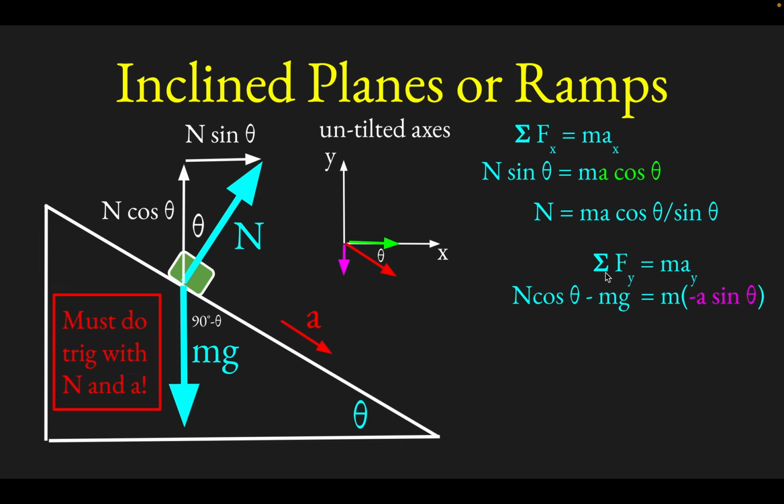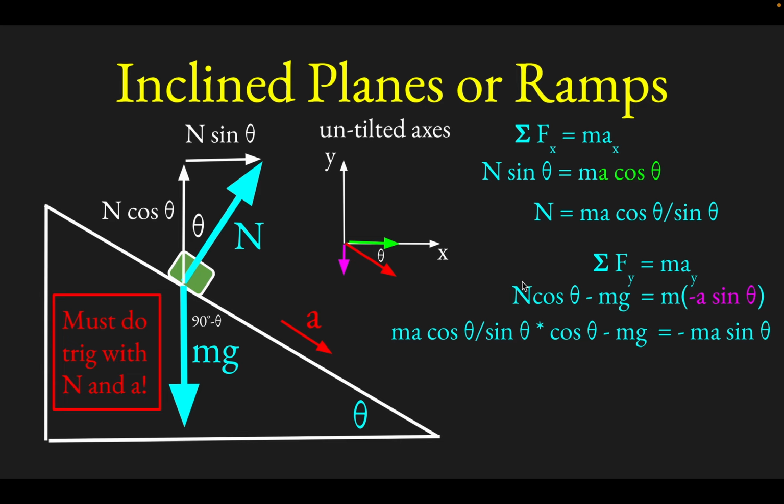As far as the left-hand side of F equals ma, well, we have n cosine theta in the positive y, and we have mg straight down. Notice we do not need to do trigonometry with mg right now because it's actually along our y-axis. So there we have it. It's more complicated now because we didn't tilt our axes.